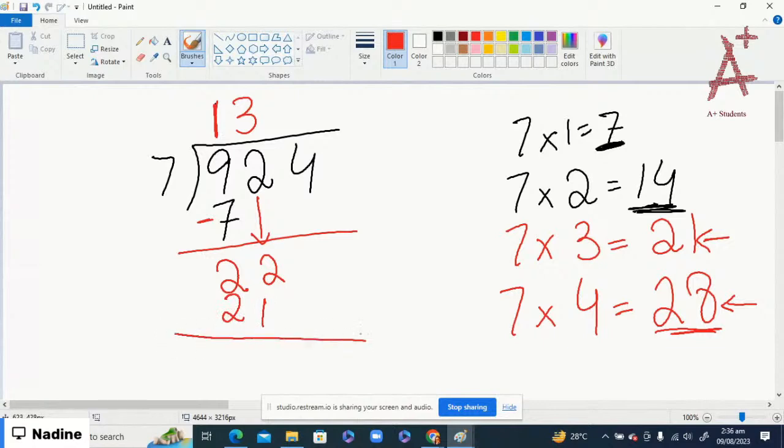So I put 7 times 3 is 21. Now tell me, what do we do? We subtract 22 minus 21. So what's the answer? 2 minus 1 is 1, and 2 minus 2 is 0. There is no need to put 0 here because it's on the left side. Now this one is again so small, that's why we are putting down this 4.